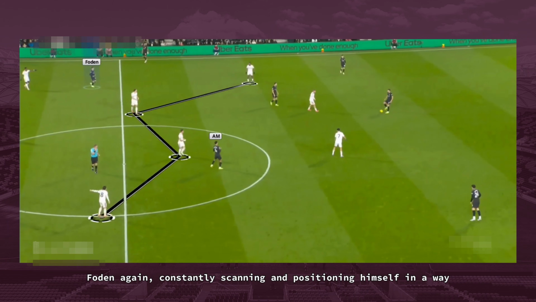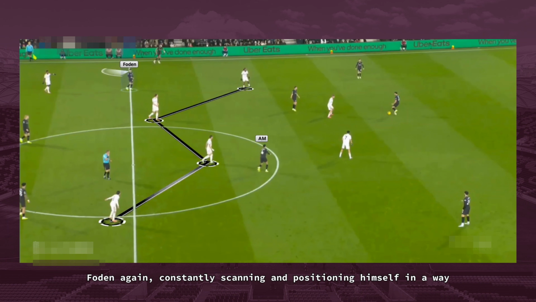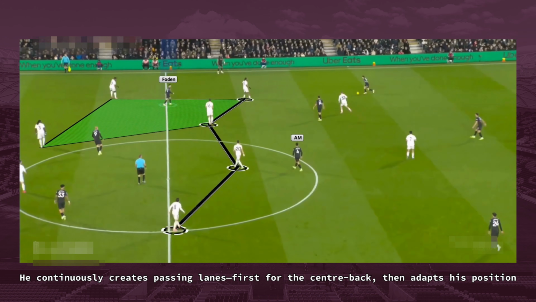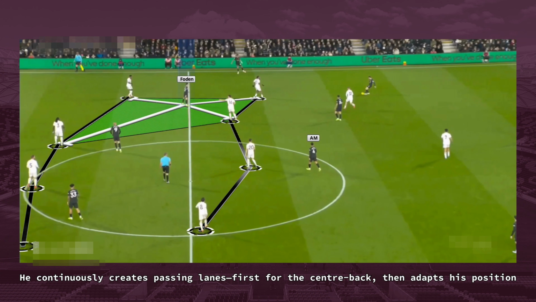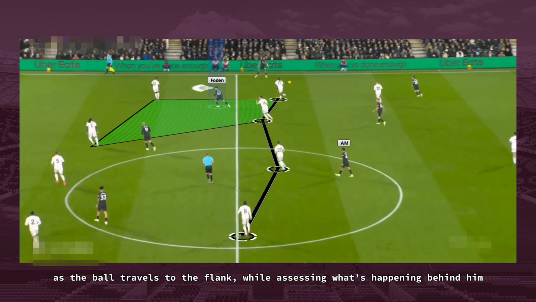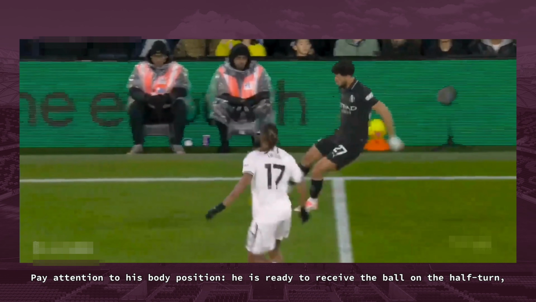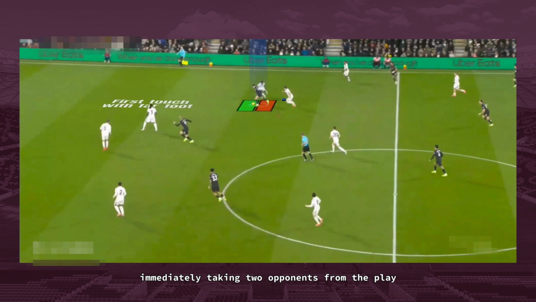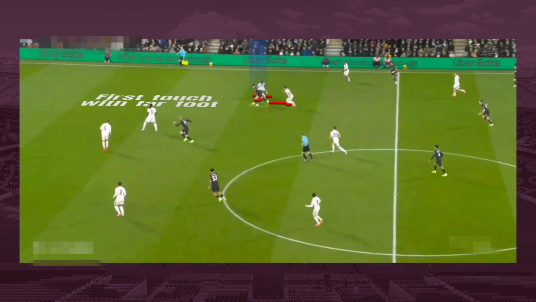Foden again, constantly scanning and positioning himself in a way that is uncomfortable for opponents. He constantly creates passing lanes, threatens the center back, then adapts his position as the ball travels to the flank while assessing what's happening behind him. Pay attention to his body position. He's ready to receive the ball on the half turn, immediately taking two opponents out of the play.